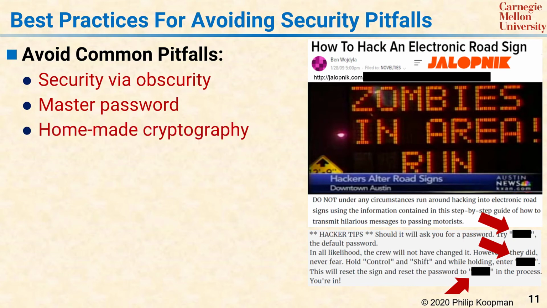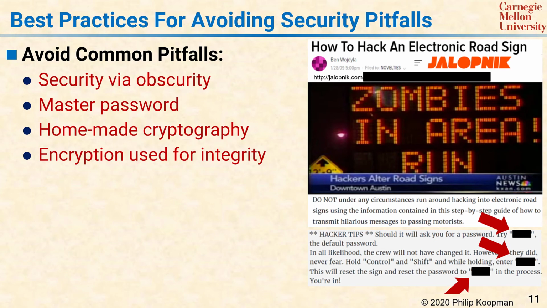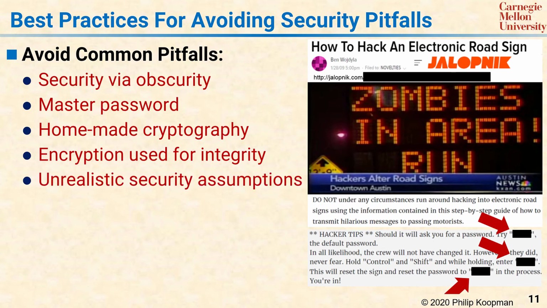You should also avoid using homemade or proprietary cryptography because it is almost always flawed. You should use encryption for secrecy, but you should use digital signatures or secure hashes for integrity and authentication. You should also make sure your security assumptions are realistic.